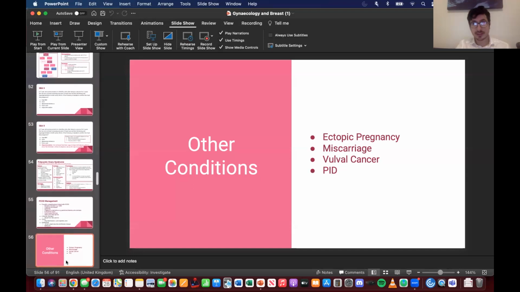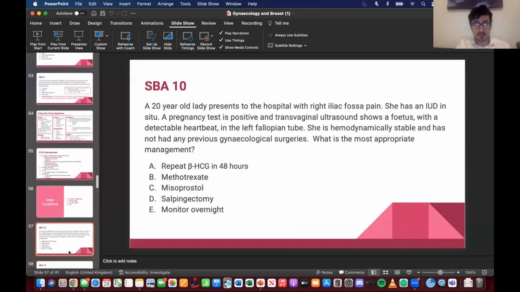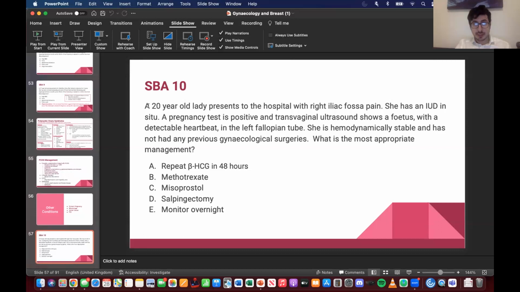So the last bit of my section, we're talking about ectopic pregnancy. With this SBA, a 20-year-old lady presents to the hospital with right iliac fossa pain. She has an IUD in situ. A pregnancy test is positive. A transvaginal ultrasound shows a fetus with a detectable heartbeat in the left fallopian tube. She's stable. No previous surgeries. What's the most appropriate management?